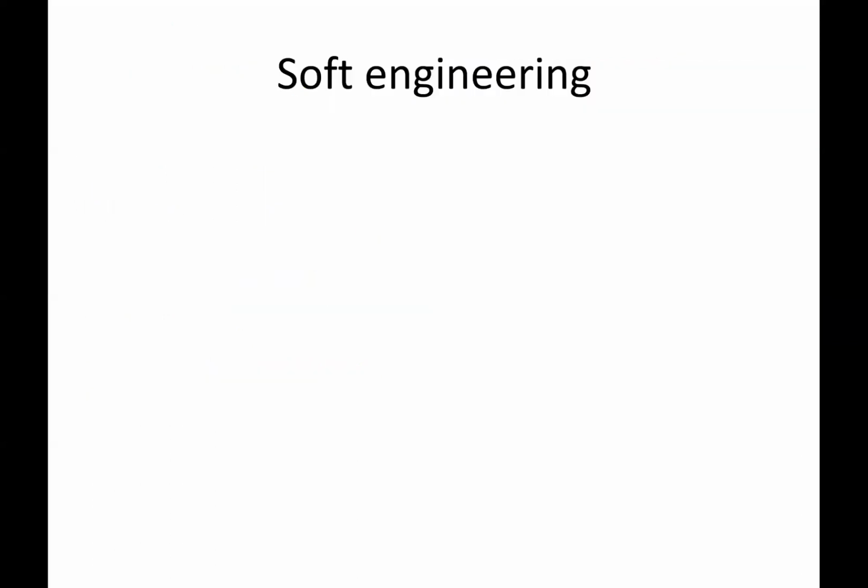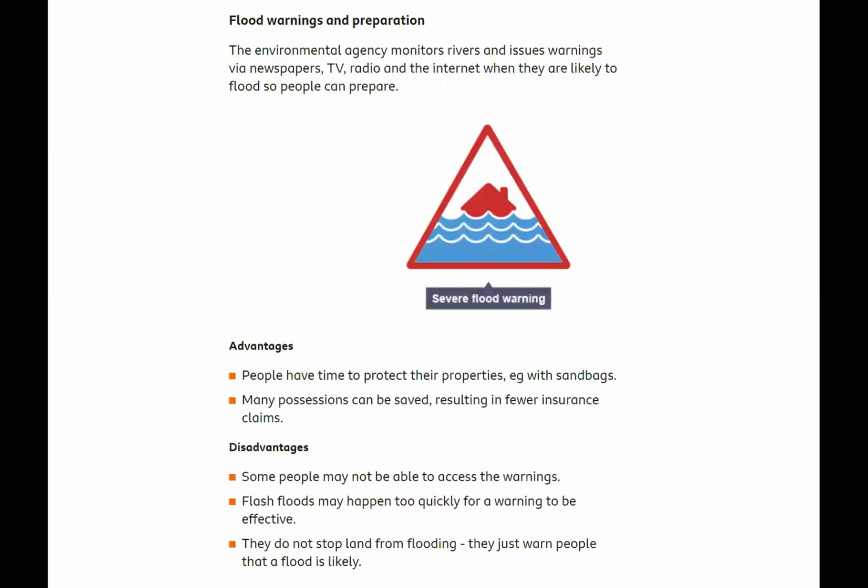Now we've got our soft engineering strategies. So you've got flood warnings and preparation. So this is where the Environment Agency monitor the river. So they use things like those hydrographs that we did last time. So they monitor the water in the river, look at the weather forecast, and they issue warnings.